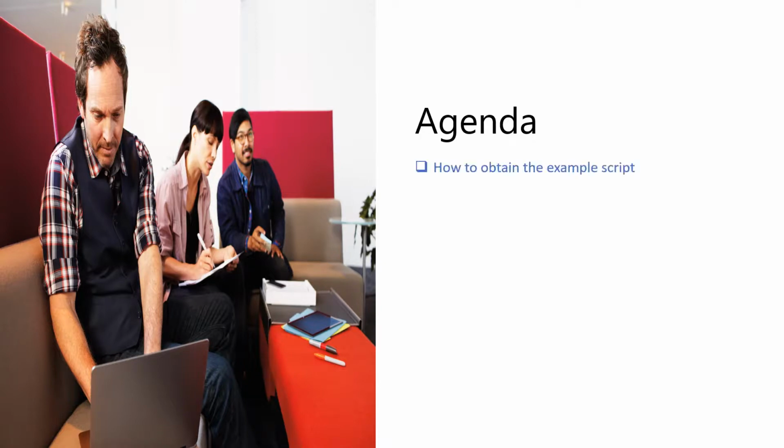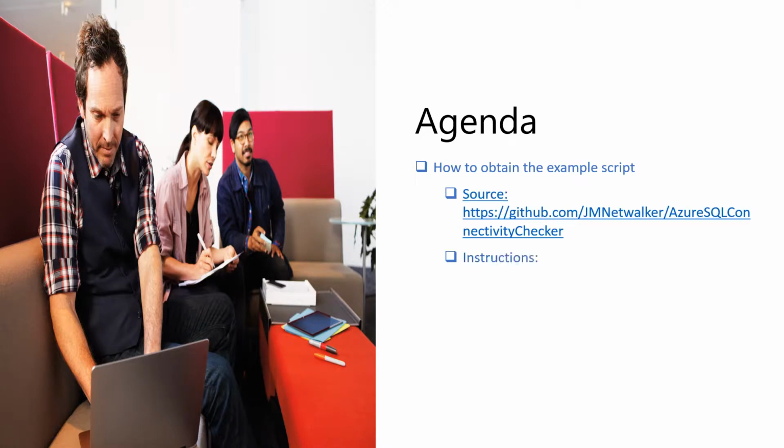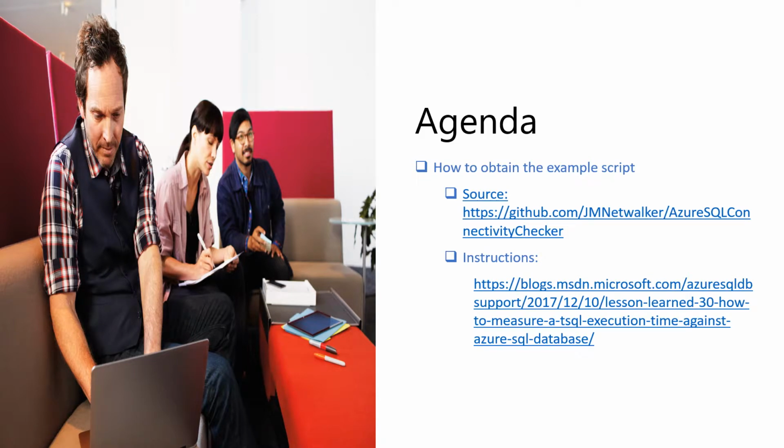The agenda contains 3 points. One of them is how to obtain the example script. This is the source of this PowerShell script. Another one is about our blog, where you have an explanation about how to use it. Following, we are going to talk about how to configure the parameters of this PowerShell script. And finally, we are going to cover how to run the script.